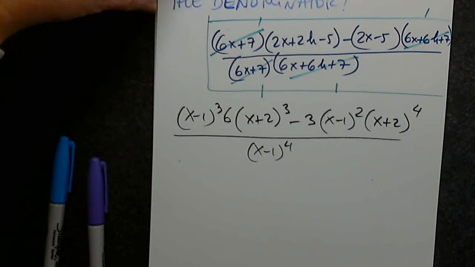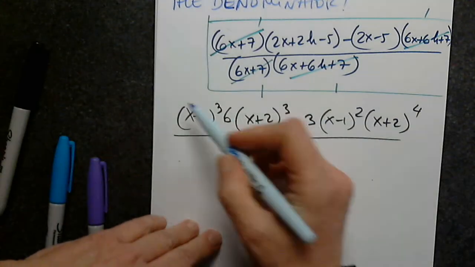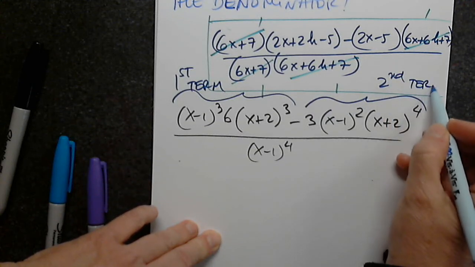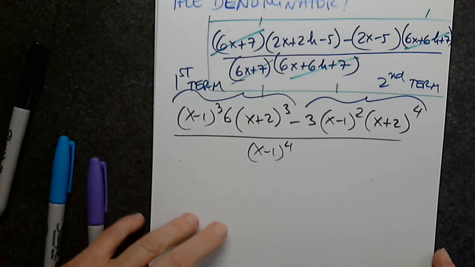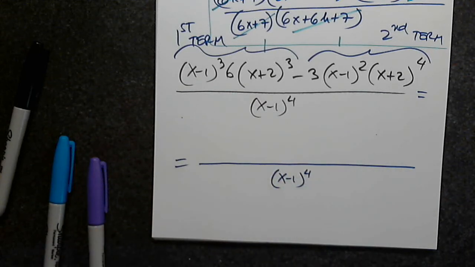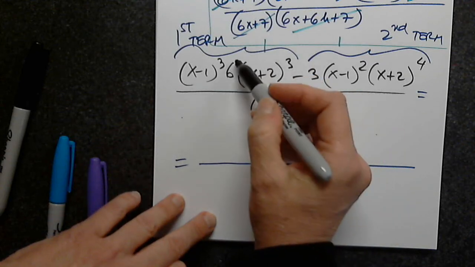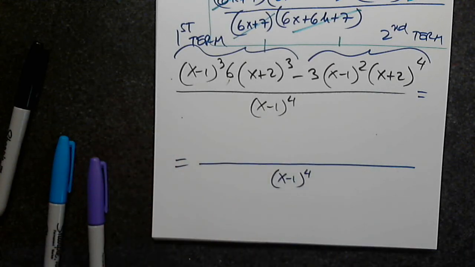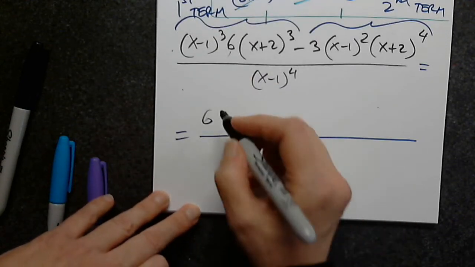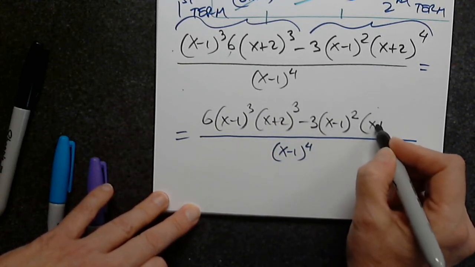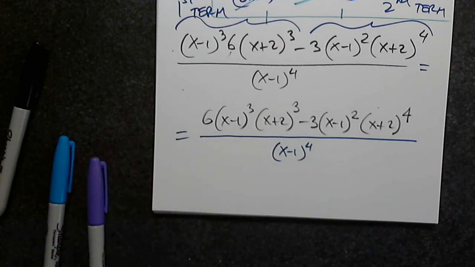How many terms do we see in the numerator? Two terms, very good. So here's the first term, and here's the second term. Perfect. They have a common factor, or maybe common factors. So first of all, I should rearrange and just move the 6 in front. There are factors in a chain of factors. I can dictate the order. It doesn't matter. So I can write 6, x minus 1 to the third, x plus 2 cubed minus 3, x minus 1 squared, x plus 2 to the fourth. This is the correct order.